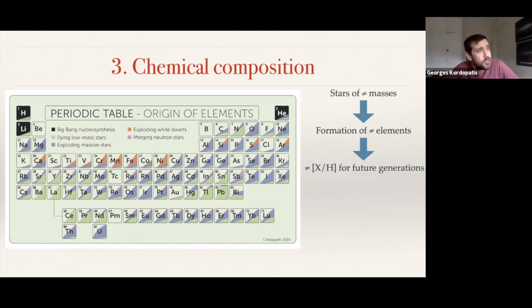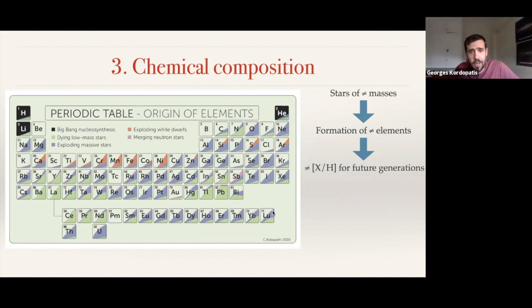And therefore, by measuring the abundance patterns in the atmospheres of stars, what you are actually measuring is the star formation history of the region where the star that you are observing has been formed.